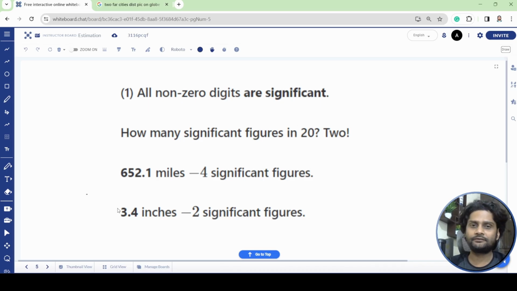So first of all, if you have a number which is made up of non-zero digits, meaning the digits are other than 0, they are always significant. Just like this example, this number has 4 digits, including the decimal part as well as the whole number part. This number doesn't have any 0 in it, which means all 4 digits are non-zero digits. Therefore all of them are significant. This number has just 2 digits, which are again non-zero. Therefore, there are 2 significant figures in that number.